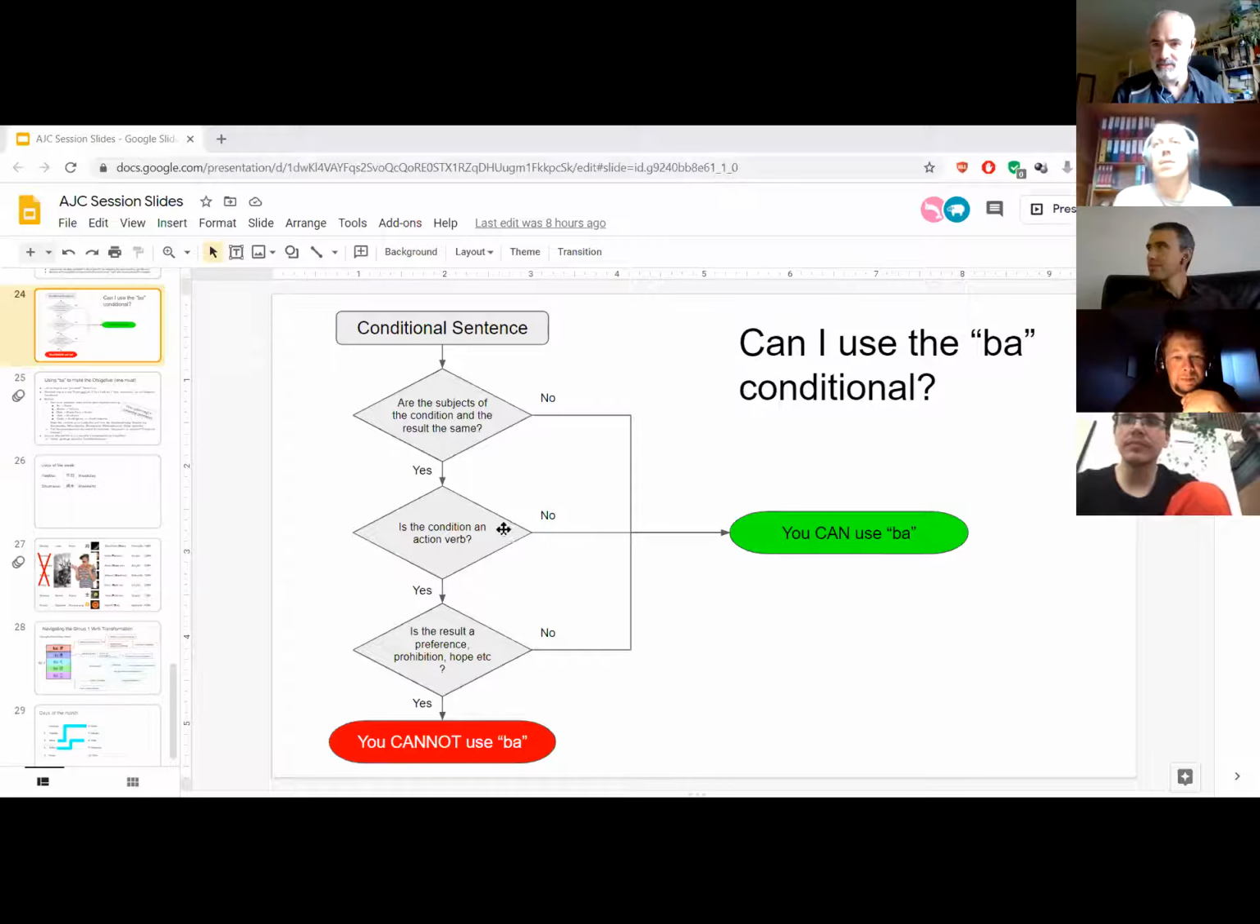Is the condition an action verb? So this was nomeba, so that's correct. And is the result a preference or prohibition? So it was a prohibition. So the answer is no, you cannot use the ba condition in this particular case.